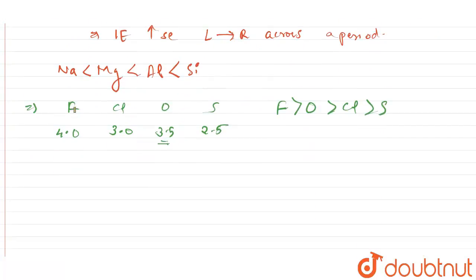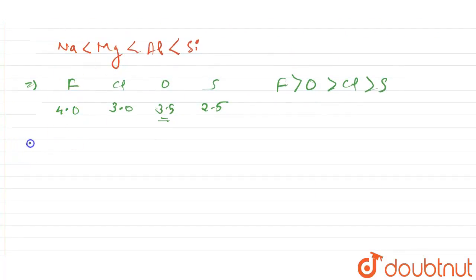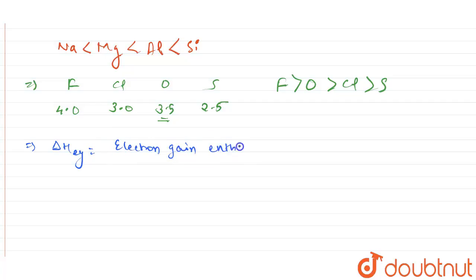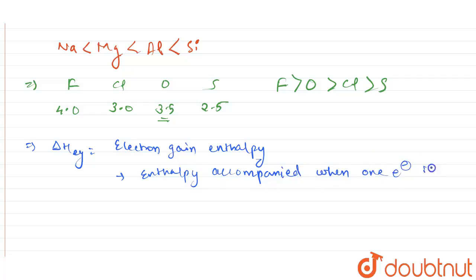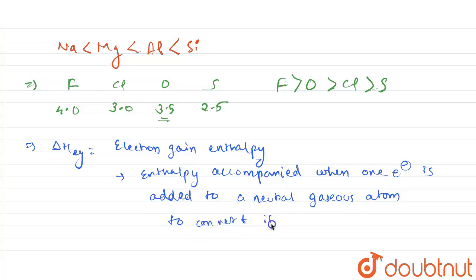Now moving forward to the third option, which is the electron gain enthalpy. So what is happening in the electron gain enthalpy? Delta H eg is your electron gain enthalpy. Basically this is the enthalpy accompanied when one electron is added to a neutral gaseous atom to convert it to a negative ion.